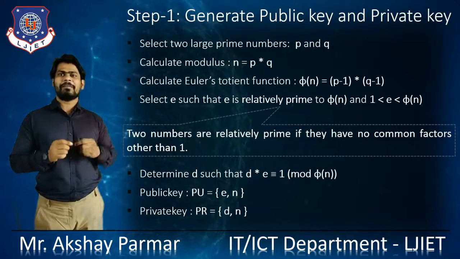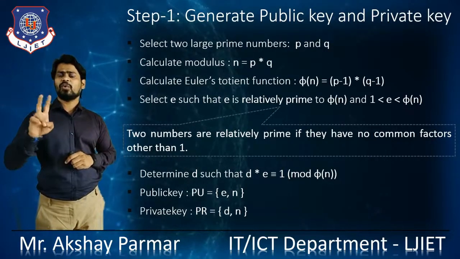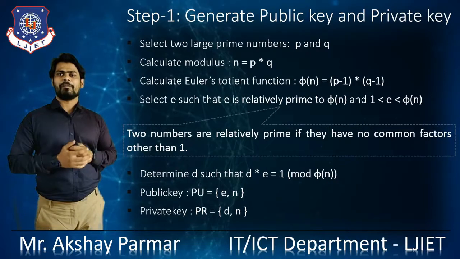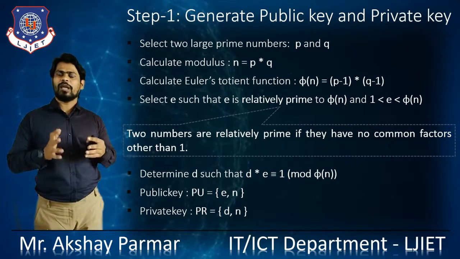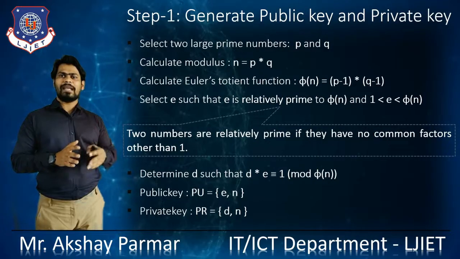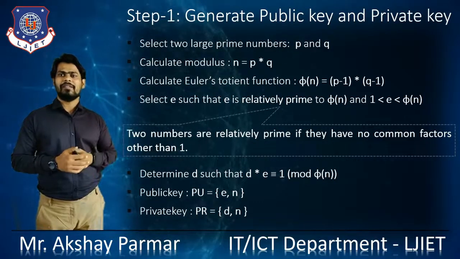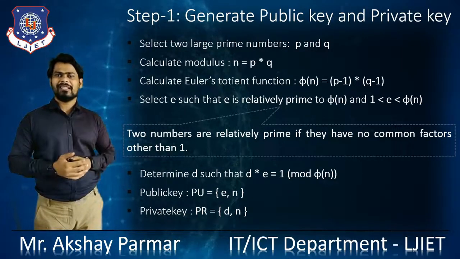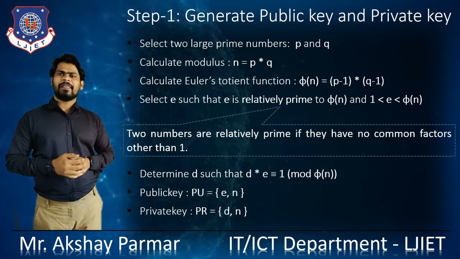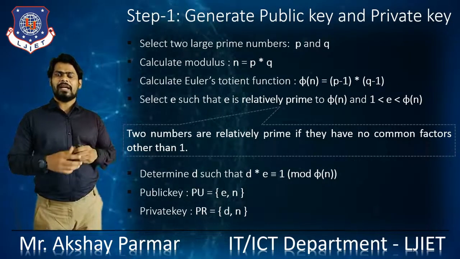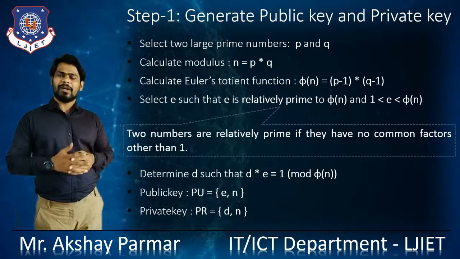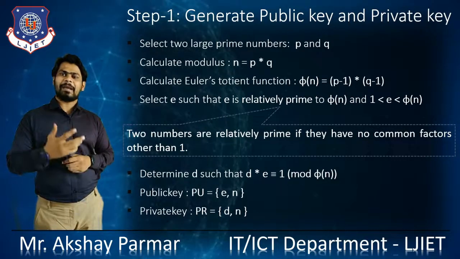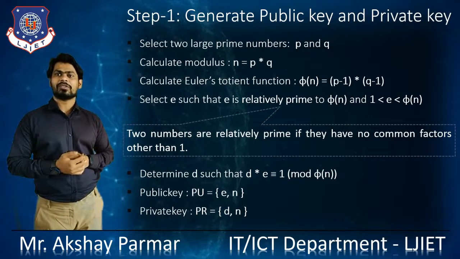To generate the public and private key, you need to select two large prime numbers, for example P and Q. After selecting the two large prime numbers, calculate the modulus n equal to P into Q. If the prime numbers are really large, then the modulus will obviously be very large itself. After that, calculate Euler's totient function.